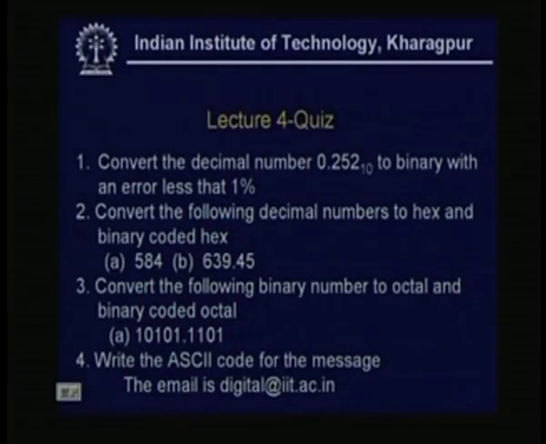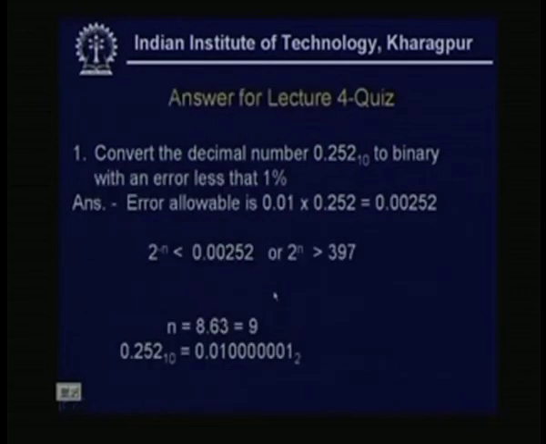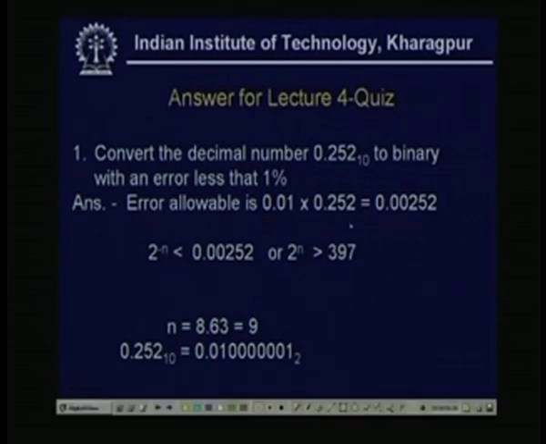We will continue the digital logic lecture 3, but before that we quickly go through the answers of the last day's lecture quiz. The last day's quiz, there are 4 questions given and we see the answers. The first question was to convert the decimal number 0.252 decimal to binary with an error less than 1%. Now, as the error is 1%, what will be the error on 0.252? So, we will be multiplying 0.01 into the number 0.252.